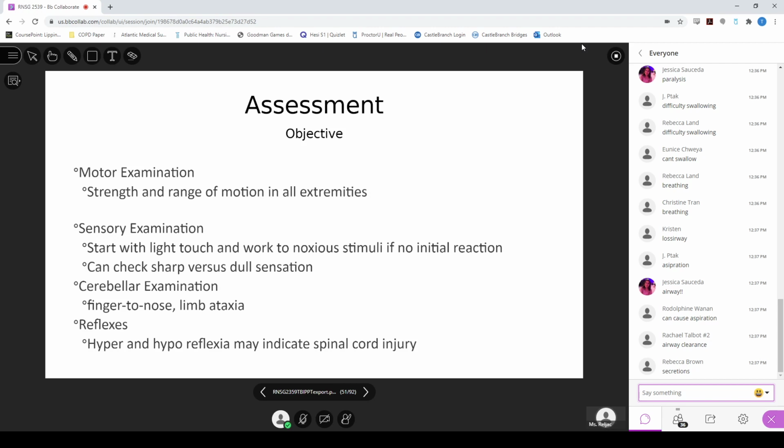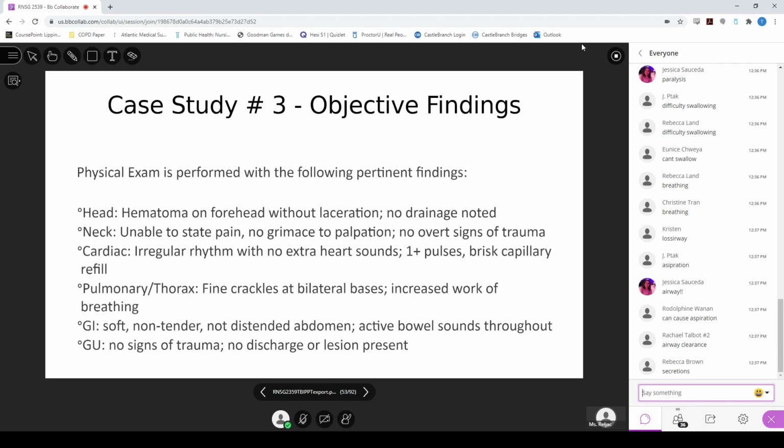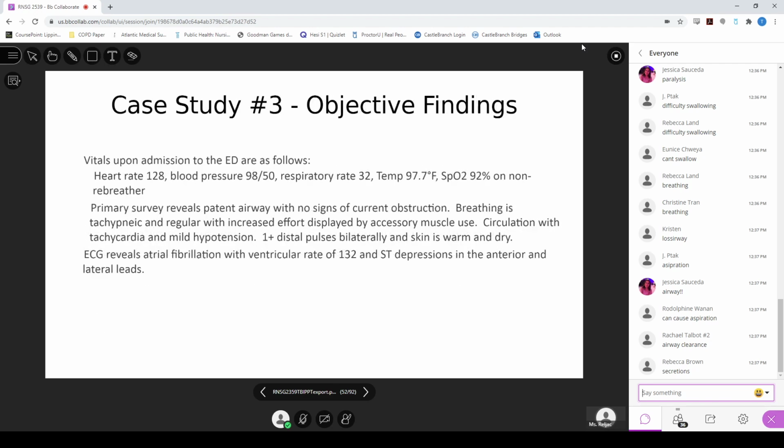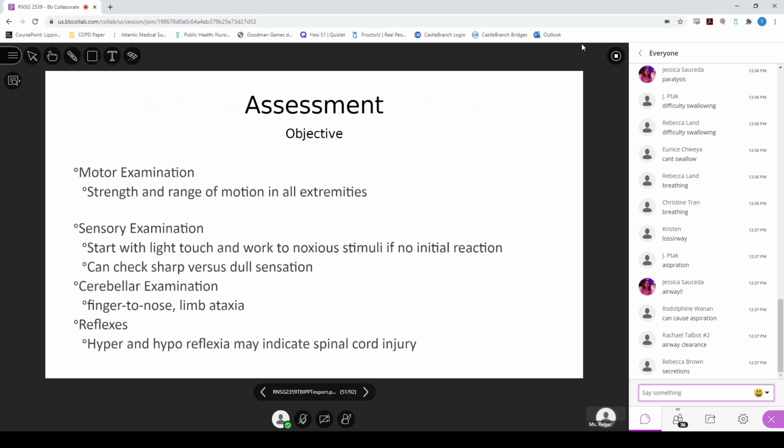So on a sensory exam, you're going to start with light touch and work to noxious stimuli if there's no reaction. Obviously, you do sharp versus dull for senses. And then your cerebellar exam, things like finger to nose, limb ataxia, are they able to respond to those types of cues? And then what do your reflexes show you? What do hyper and hypo reflexes indicate? The spinal cord injury. Okay.